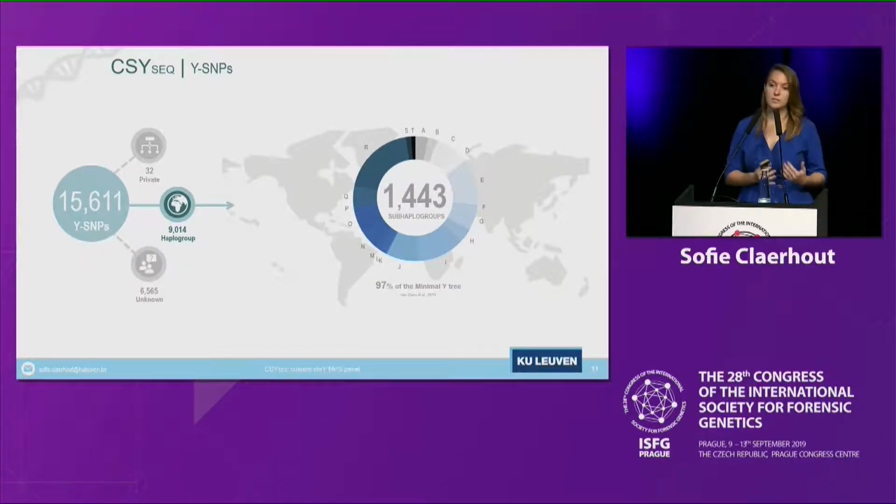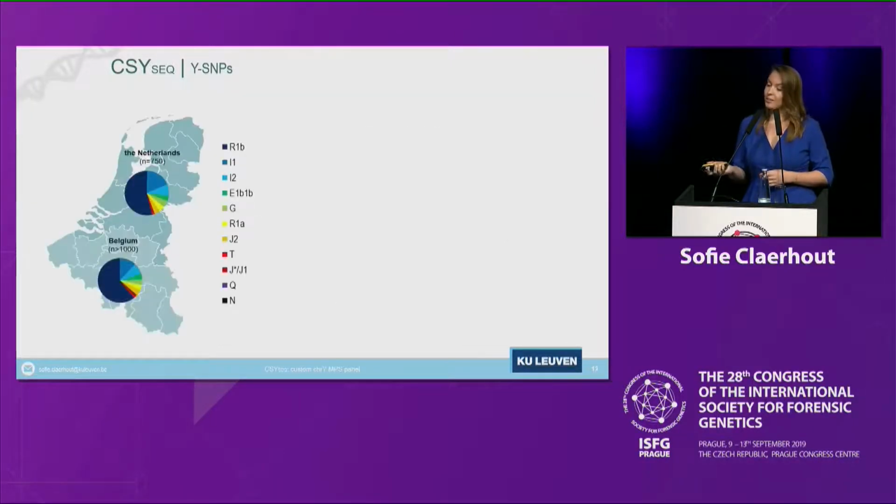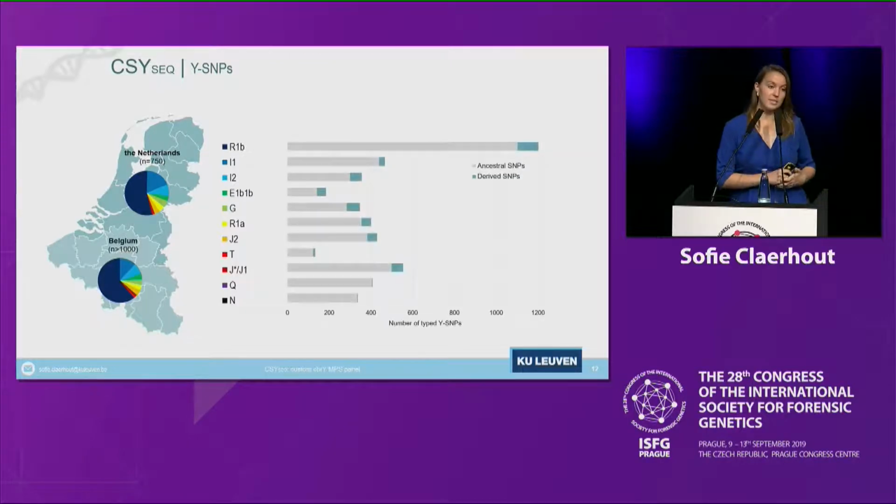from A to T. This means that any male with any biogeographical background would, in theory, be possible to haplogroup with our panel. If we translate this to our samples living in Belgium and the Netherlands, then we see that for all subhaplogroups in our population, a lot of SNPs were typed, and here you see that they are divided into the ancestral typed SNPs and the derived typed SNPs.